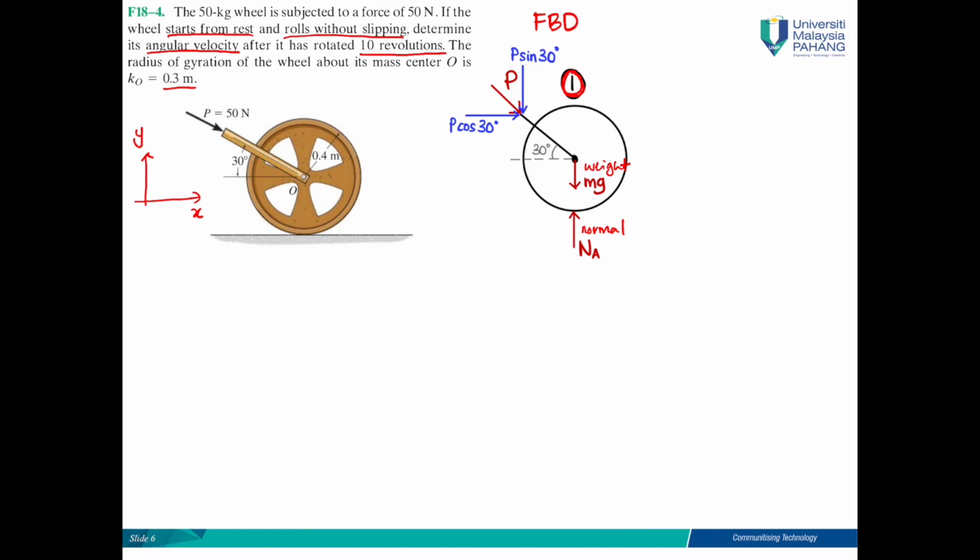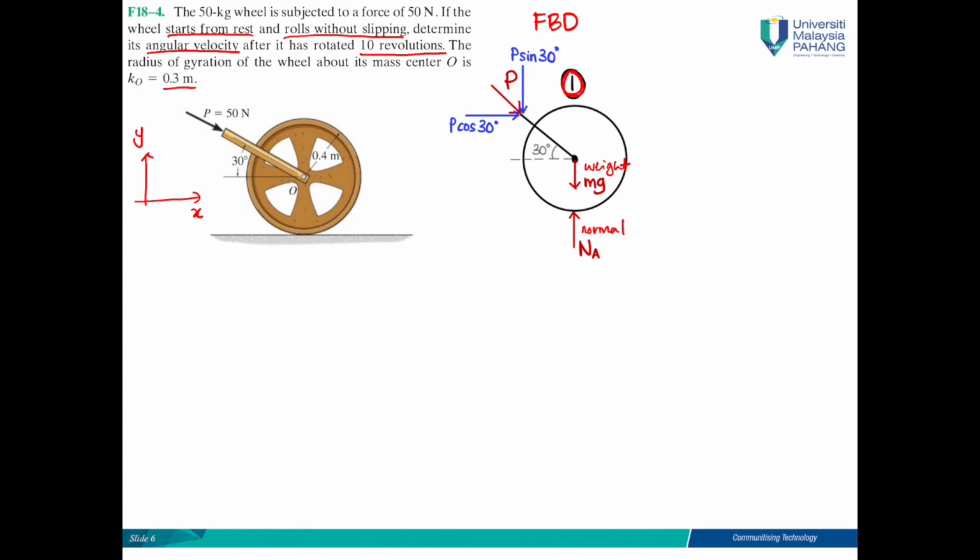When we are dealing with work and energy, the work and energy method is used to solve problems involving distance. Whenever distance is mentioned, like here 10 revolutions, then we are going to use the work and energy method.